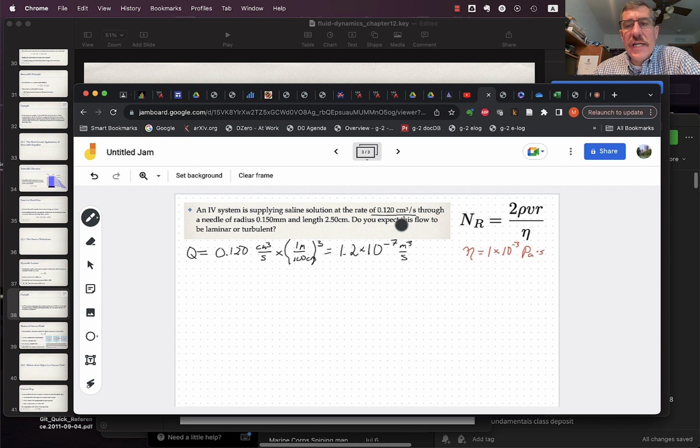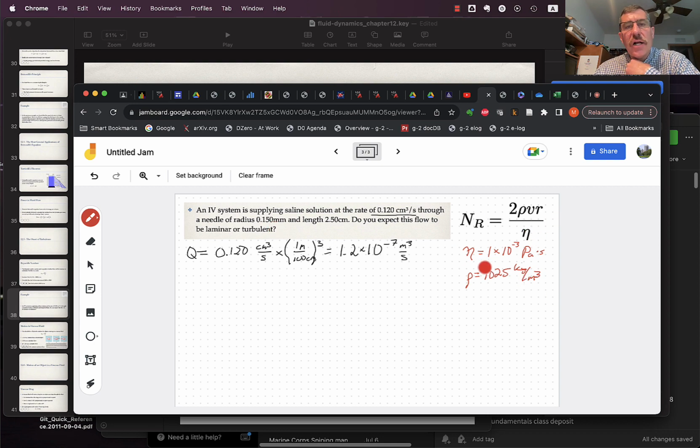Okay, so now we need to calculate our Reynolds number, see how big it is. So we need a density. This is a saline solution, which is essentially salt water. So for our density, let's use 1,025 kilograms per cubic meter. And R, we've got a radius, 0.15 millimeters or 0.15 times 10 to the minus 3 meters.